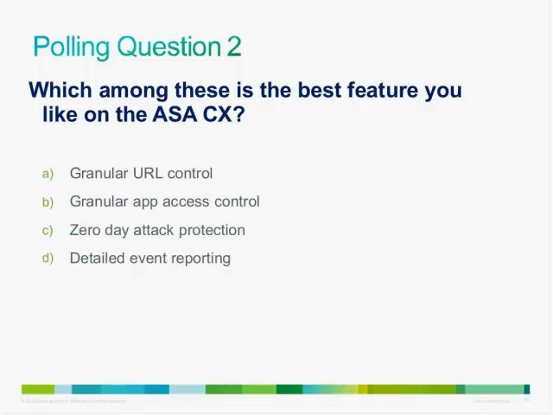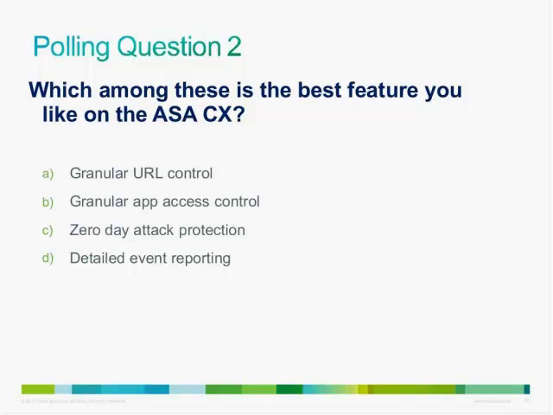Granular URL control means that you have a very deep level of control. You have a good level of control on what URLs you can allow or block. Second being granular app access control. You can control what applications can be used or what applications can be blocked. Third is zero-day attack protection. Attacks should be blocked by next-gen firewalls the day they are rolled out. Fourth and last being detailed event reporting. CX supports a multitude of events it can report or store.